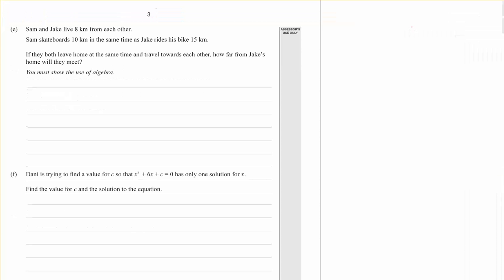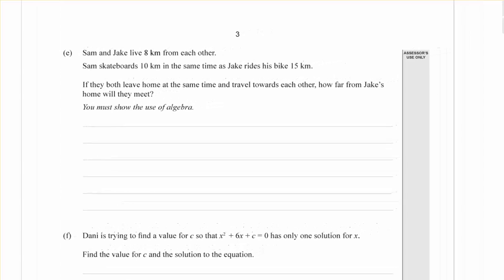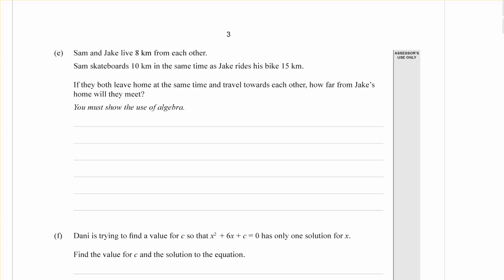Right, next page. Now we're on to a couple of tricky questions, especially this question E here. 8 kilometres from each other, so let's just draw a wee diagram and think about that. 8 kilometres, so I'll put Sam here and Jake here. Sam skateboards 10k in the same time as Jake rides his bike 15k.